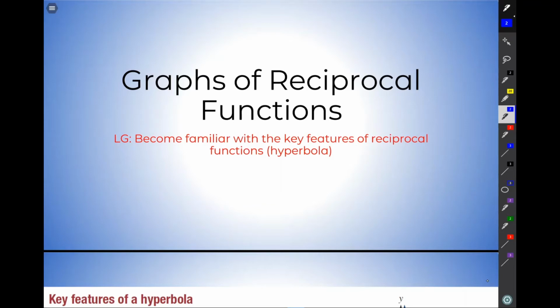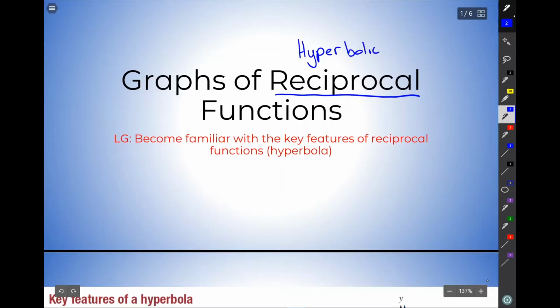Alright everyone, last type of function we're going to look at, called reciprocal functions. Also, you might have heard the word hyperbolic. Both mean the same thing. Our textbook uses reciprocal, so we're going to use reciprocal.